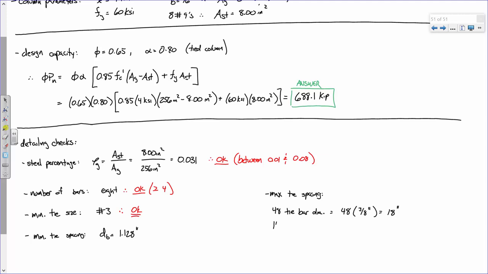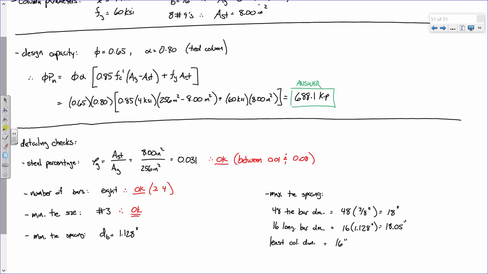The second one is 16 longitudinal bar diameters, which is 16 times 1.128 inches. So what does that come out to be? 18.05. Okay. And then the third one is the least column dimension. And what is that? That's 16 inches. So if we had a column that was 16 by 20, it would be 16. So since our column's square and it's 16 by 16, that's our answer.